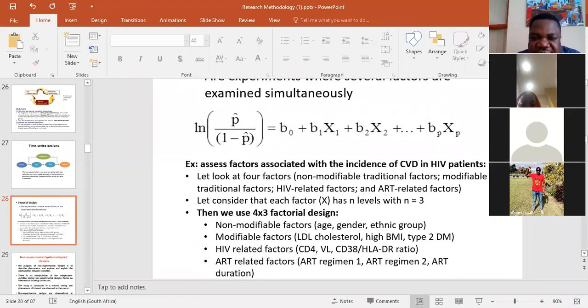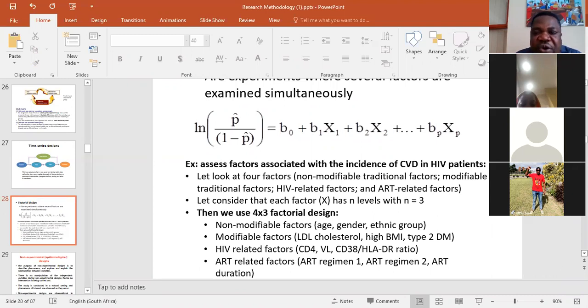So he can look at different factors, you know, because there are non-modifiable traditional factors. You have modifiable traditional factors. You have HIV-related factors. You have ART-related factors. So the non-modifiable factors that are associated with cardiovascular diseases are like your age, gender, ethnic group.